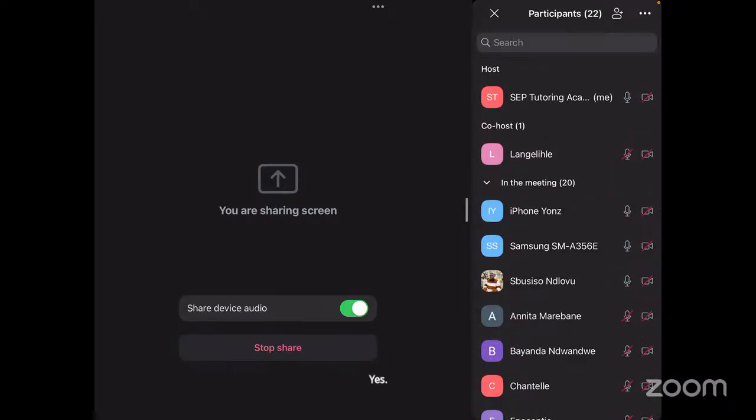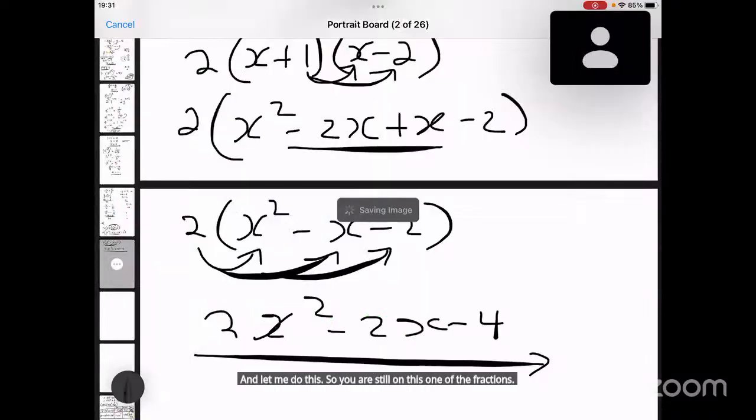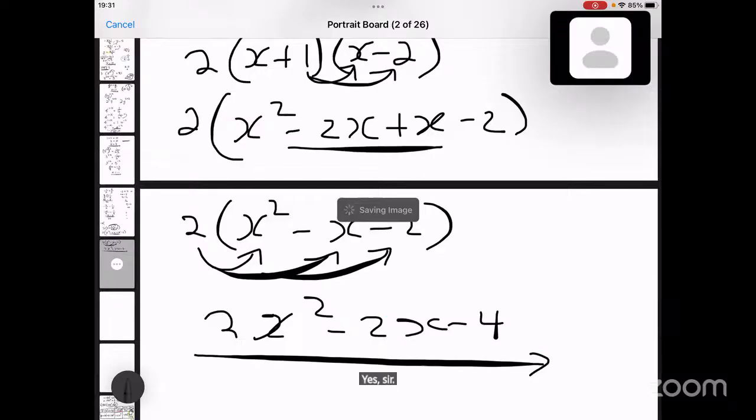Yes, who's speaking now? Is it a question coming through? Yes, sir. It's iPhone Yons that's speaking. Yes. So the question I had was that for number 3, I started to notice that for the negative numbers, it said here -2 over m minus 7 over n. The correct answer is -2n minus 7m over mn. So you are still on this one of the fractions. Yes, sir. I just got confused.